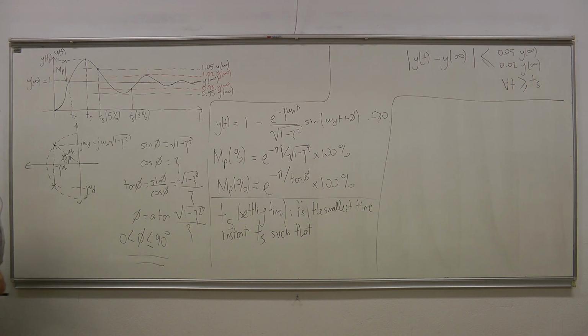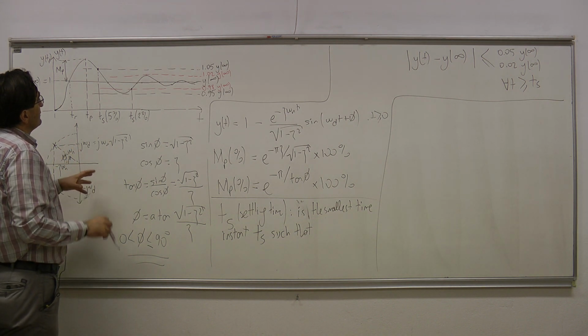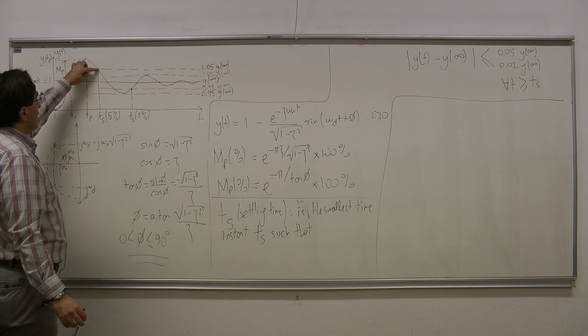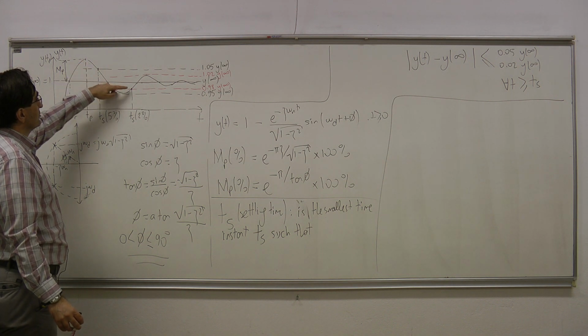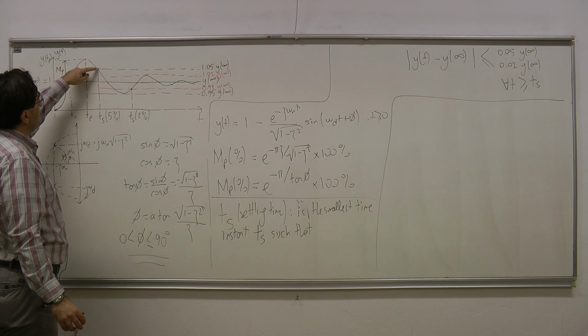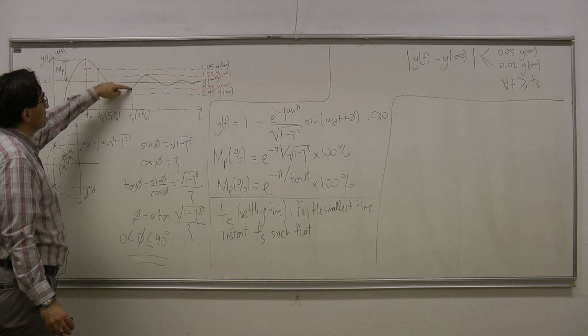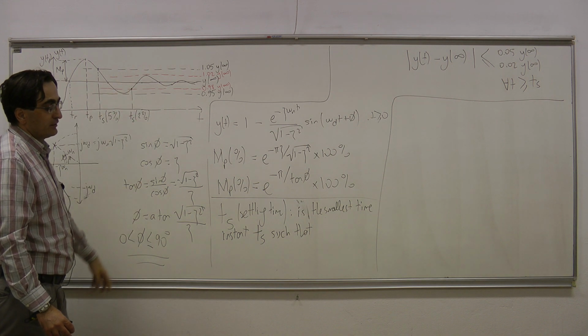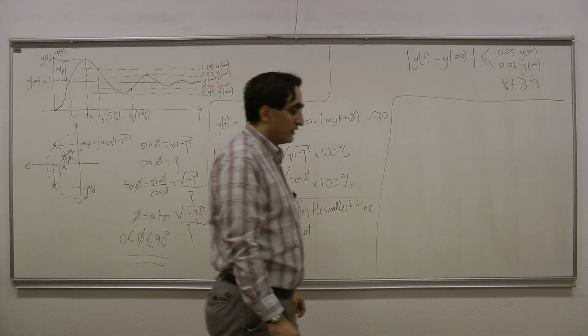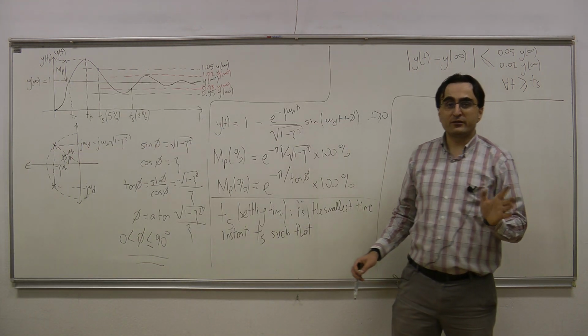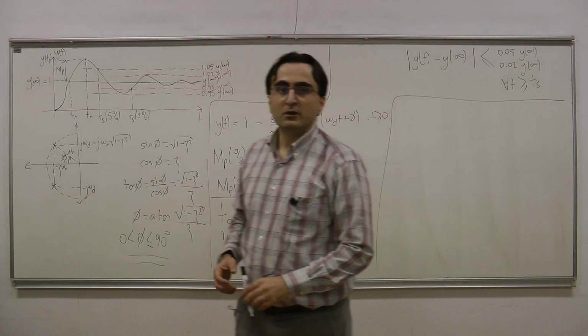So in order to be able to find the settling time exactly, I need to find these intersections. You see that I need to find these intersections in order to be able to find the exact settling time value. Unfortunately, this is not possible.